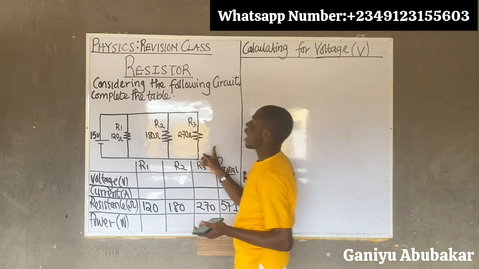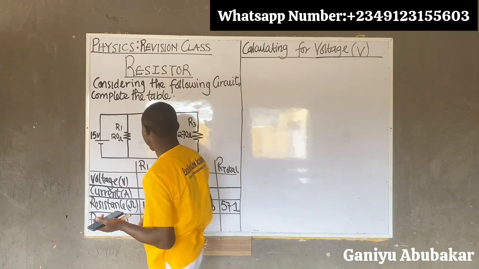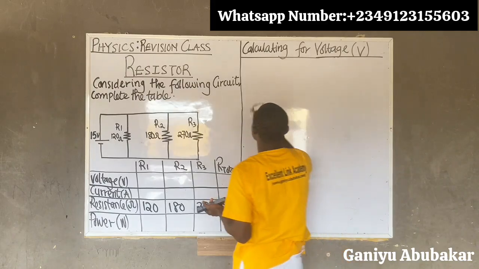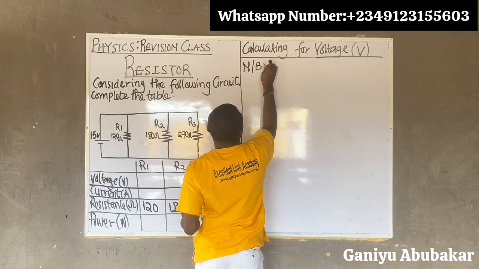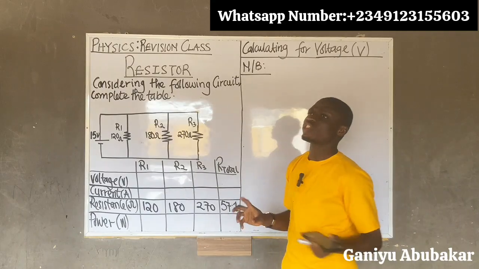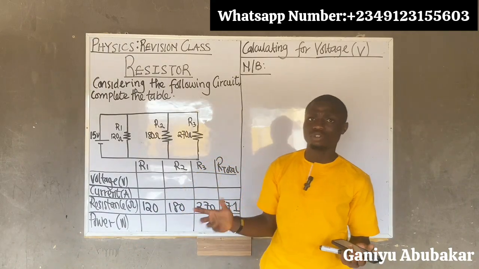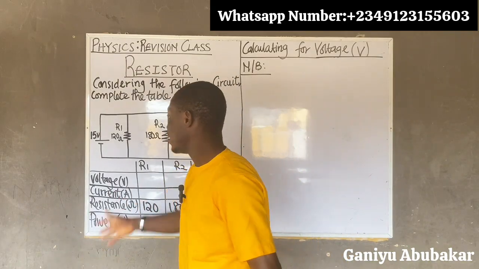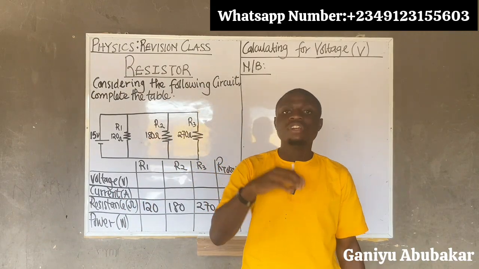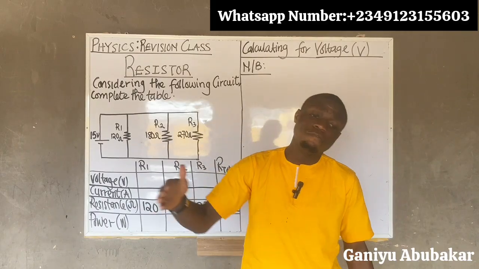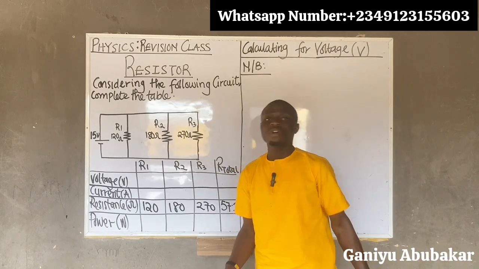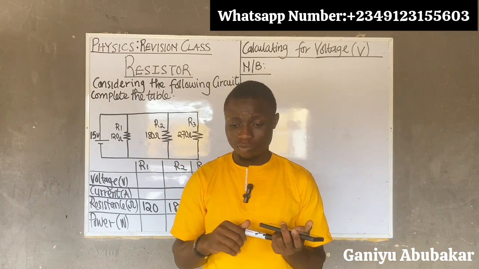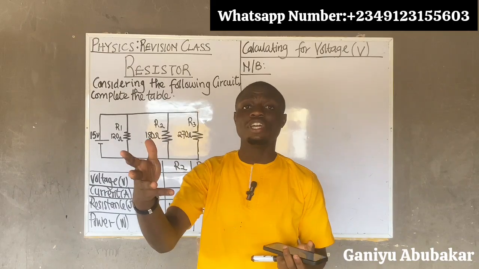In my circuit here, I have 15 volts. So here's the idea please. I'm asked to find voltage. Now note this very important please. When resistors are arranged in parallel, as in this case, the same potential difference flows through them, or the same voltage.